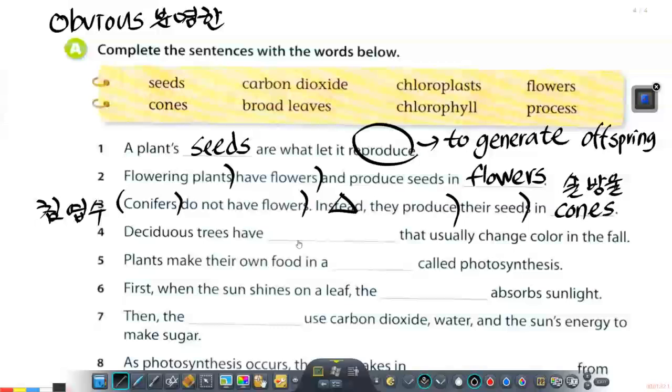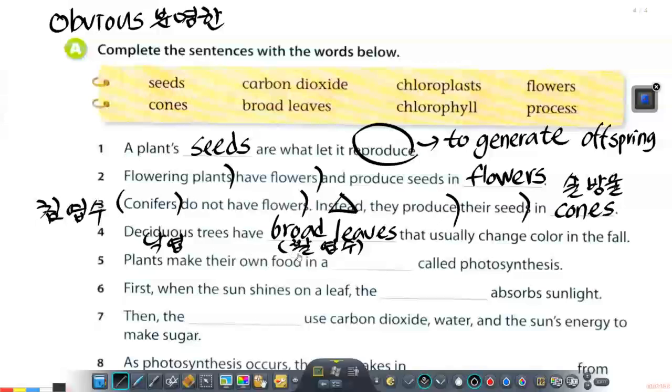All right, and move on to number 4. Deciduous trees. Deciduous trees have exactly broad leaves that usually change color in the fall, right? Yeah. So leaves turn red, turn orange in the fall, right? Can anybody tell me, you remember what deciduous means? Yup. Okay. Of course. Deciduous trees have broad leaves like an 활엽. That is right. Broad leaves that usually change color in the fall.